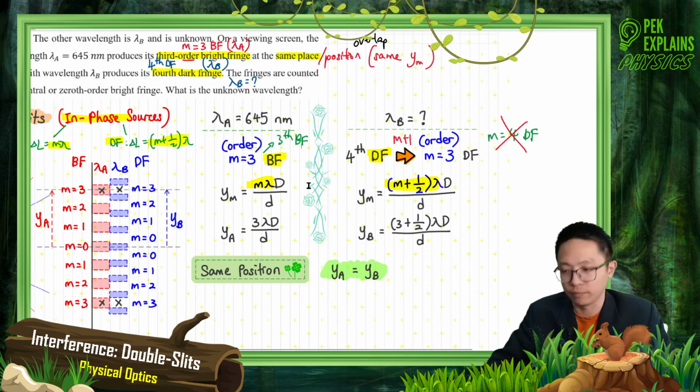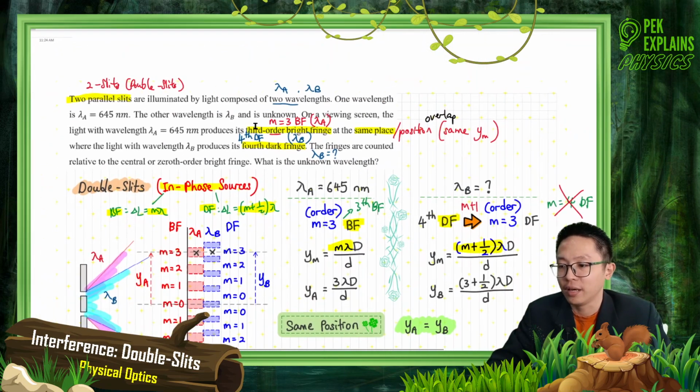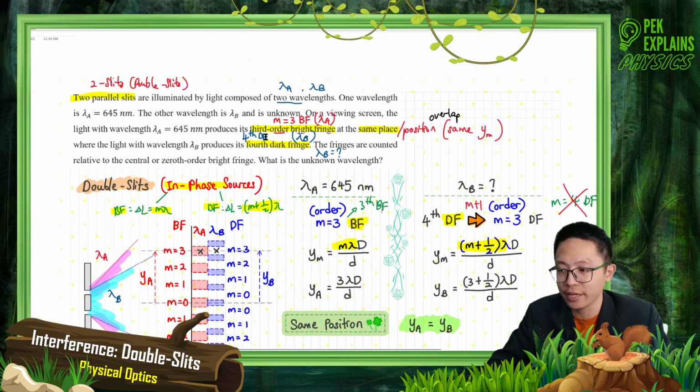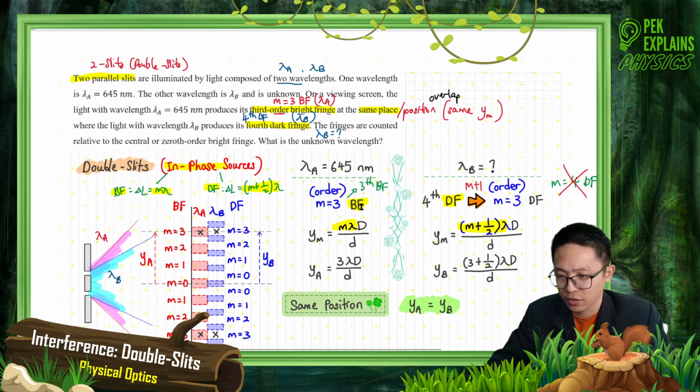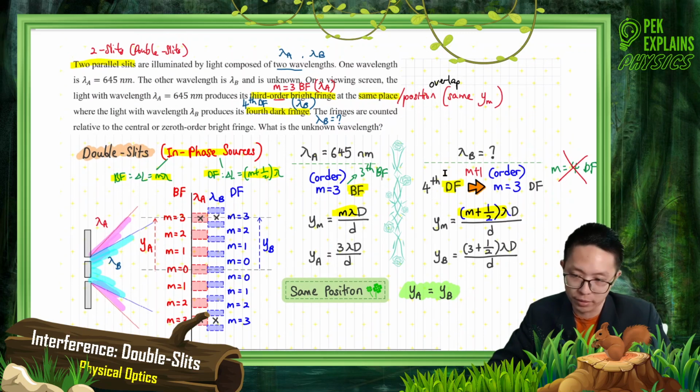Now, first of all, again, lambda A is about the bright fringe, lambda B is about the dark fringe. So they have different formulas. So again, I refer to this one as a double slit. Double slit is about in phase source. In phase source means for the bright fringe, delta is m lambda, for the dark fringe it is m plus half lambda.